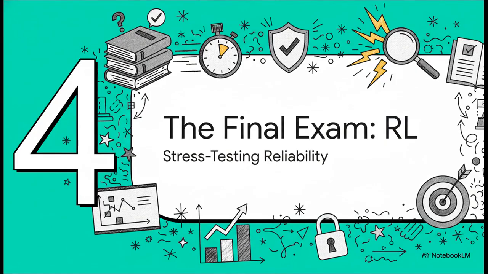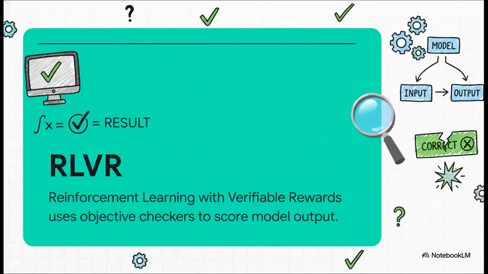Now we've arrived at the final, most advanced stage, reinforcement learning. Look, if the other stages were about teaching and coaching, this is the final exam. It's a hardcore stress test designed to max out the model's precision and reliability. The playbook focuses on a technique called RLVR, which is short for reinforcement learning with verifiable rewards. The key word there is verifiable.